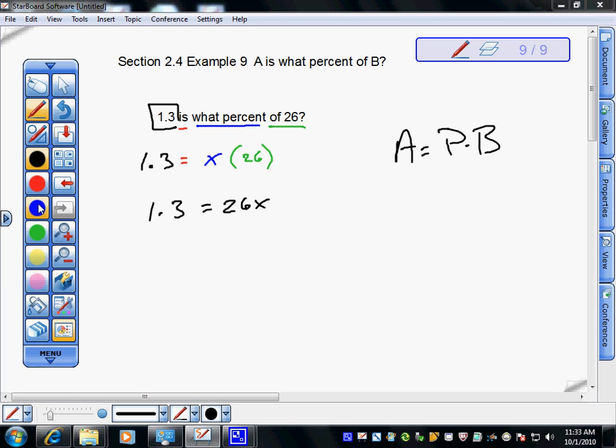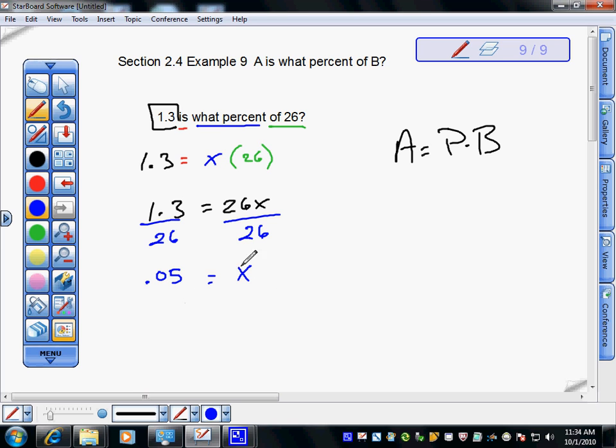Solving for x, we're going to divide by the 26, divide by the 26. Now, this one's something we may have to dig out our calculators for, but don't make it any harder than it is. I end up with 0.05 as my x in this case. I let this be x; I suppose I could have used the p variable. So I end up with x equals this.